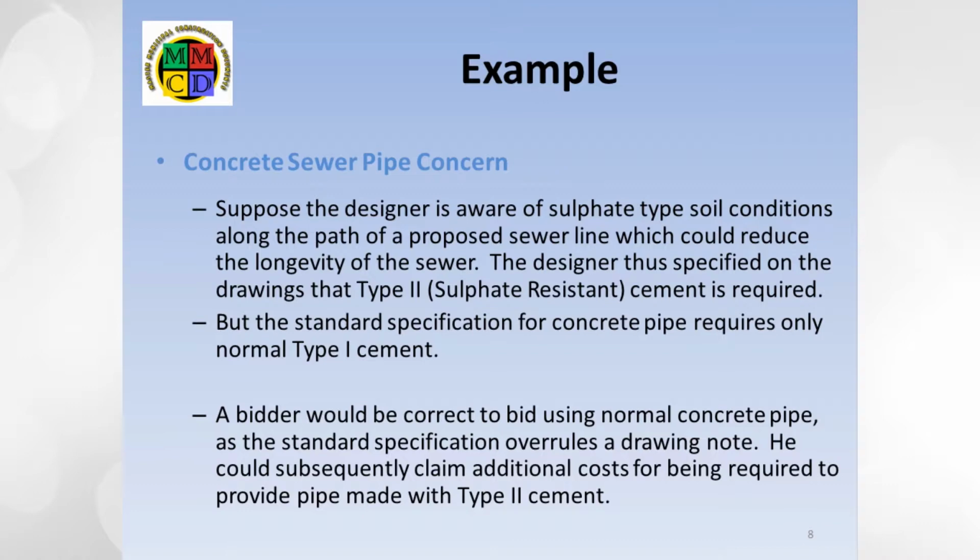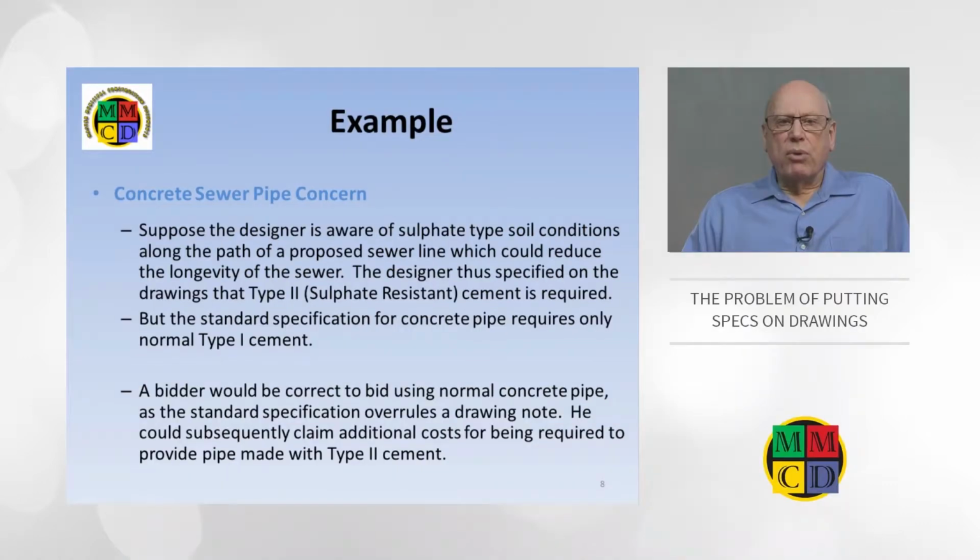However, the standard specification calls for type 1 cement to be used. A successful bidder who bid according to the standard specification would be correct because those specifications override anything on the drawings. Whether this happened inadvertently or not, once the problem is recognized on site, the contractor is entitled to be reimbursed for additional cost if the type 2 cement requirement is enforced.